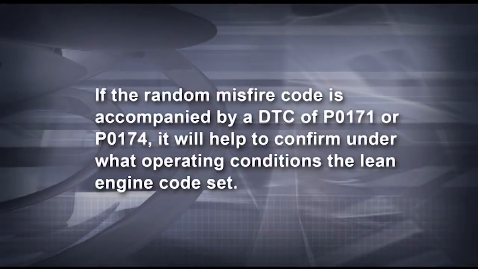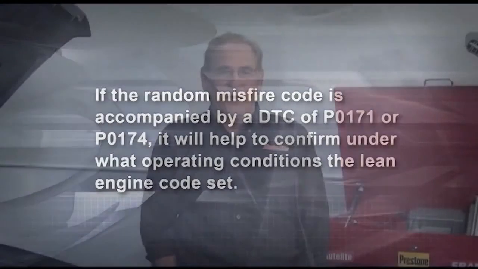If the random misfire code is accompanied by a DTC of P0171, indicating a possible lean cylinder bank 1, or P0174, indicating a possible lean cylinder bank 2, it will help to confirm under what operating conditions the lean engine code set. You may need to see if the lean condition is more prevalent to one side of the engine or the other.